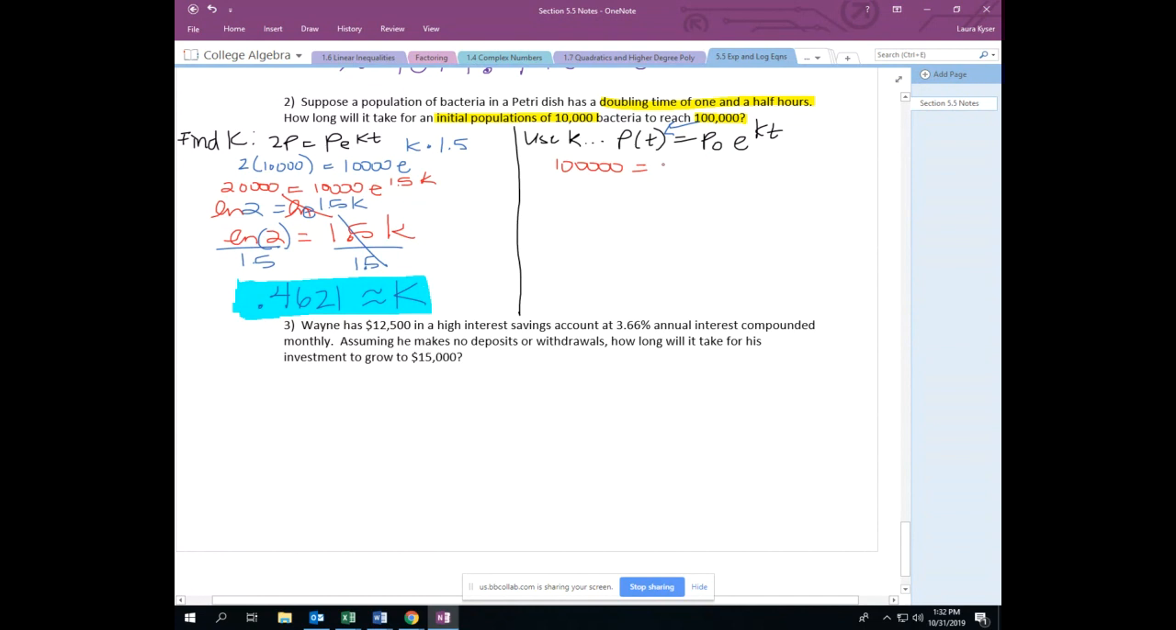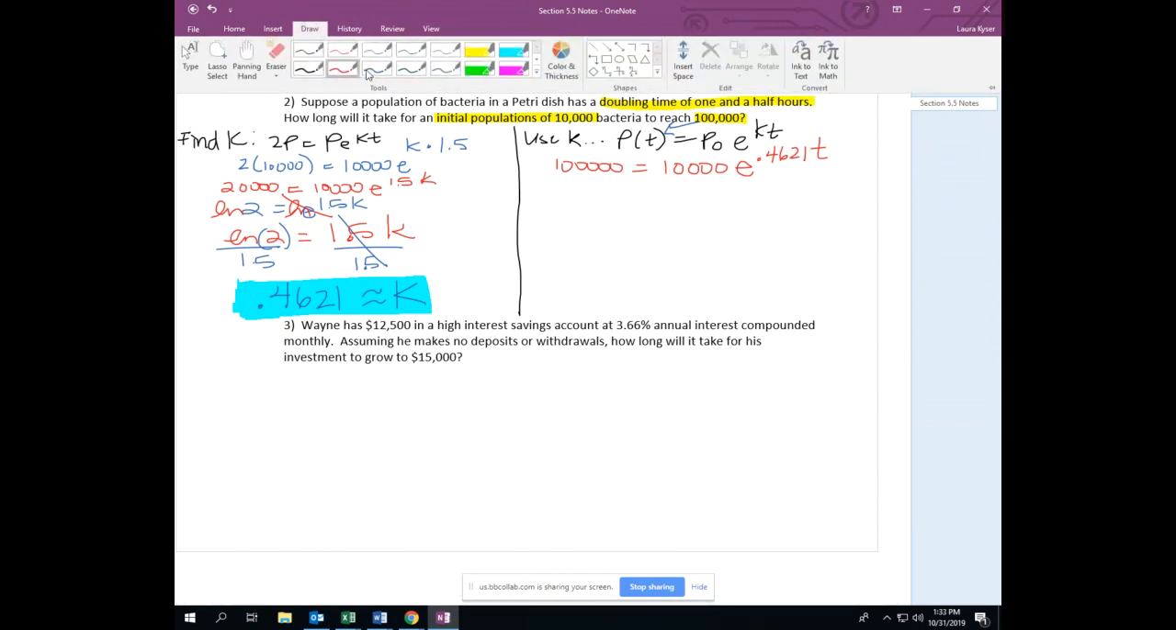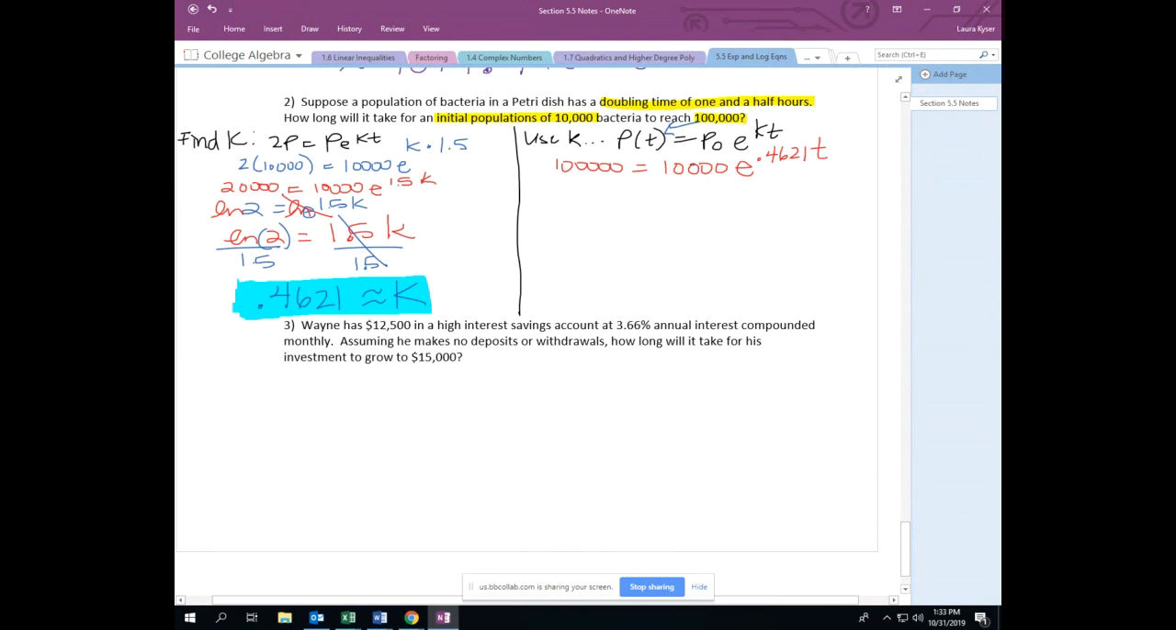equals initial value we already knew. The initial population was 10,000. E. This time we plug in K, 0.4621 T. T is what we're looking for, time. Now, it's still solved in a similar fashion. You have to isolate the E. So we are going to divide both sides of this by 10,000. And when I divide 100,000 by 10,000, I get 10. E to the 0.4621 T power.